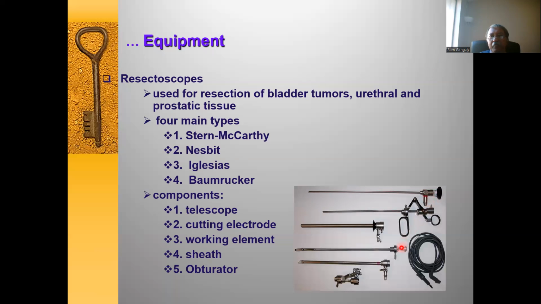This rigid telescope requires a cysto sleeve and cysto obturator. And the telescope will then be attached to this functional or working element. With the working element, you put the cystoscope through this end and lock it. And this has stopcocks. And at this end, the cystoscope will come out. The telescope will be right here, the black end.